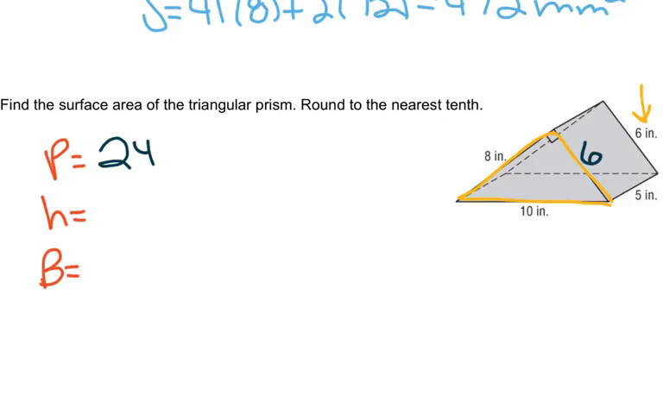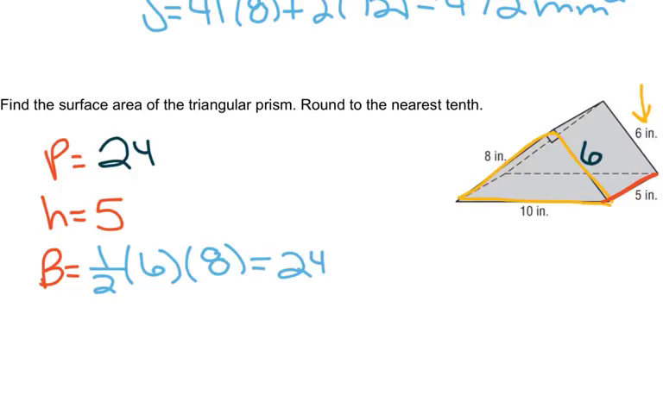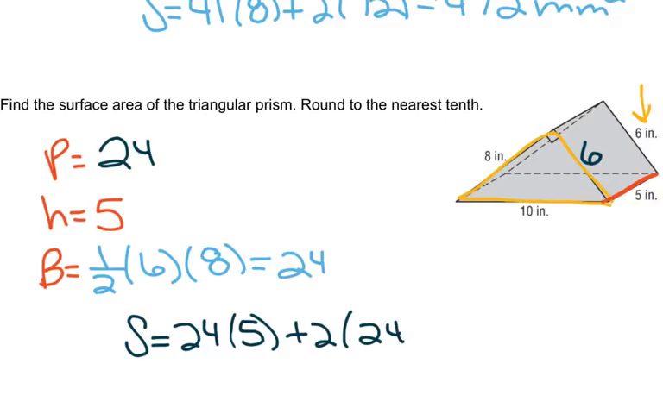We have our height, again, triangle to triangle, base to base, 5. And lastly, we have our base area. As a triangle, it's 1/2 base times height. And again, if it's a right triangle, the legs that make the right angle are your base and your height for the triangle, which gives us 24. So that's enough. We can go to surface area is equal to perimeter times height. Whoa, that was supposed to be a 5. Perimeter times height plus twice the base area. And that total is 168. That would be inches squared.